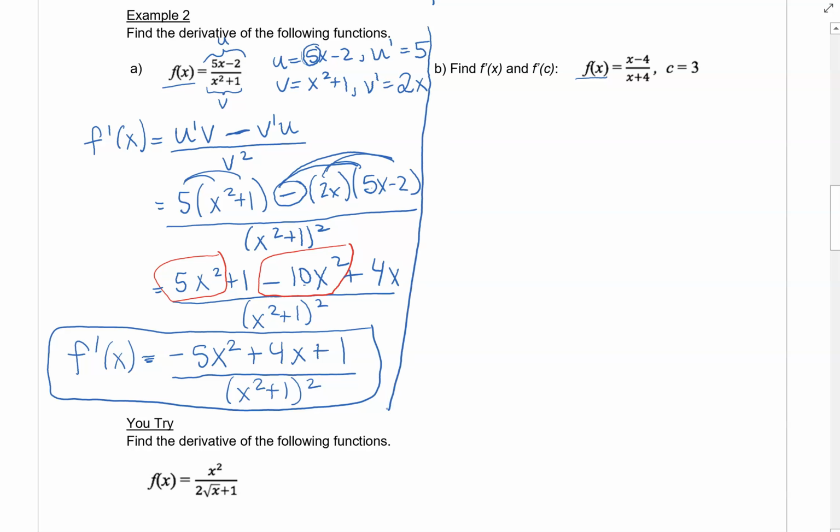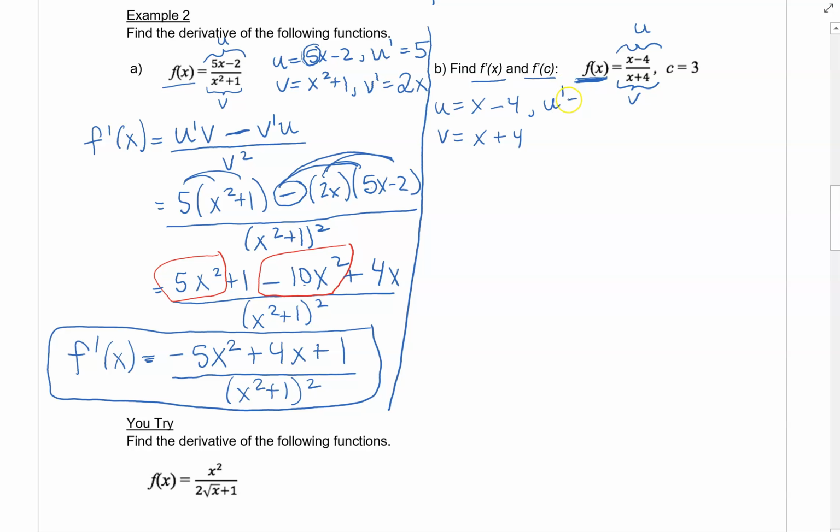Let's try another one where I'm finding f prime of x, but then I'm also going to find the derivative at a point, just to remember that that's a thing we do sometimes too. So again, I'm using f of x as the name of the function, so maybe I'll use u and v for writing out my quotient rule so I don't get confused. I'm going to let u be the numerator, x minus 4, v is the denominator of x plus 4.